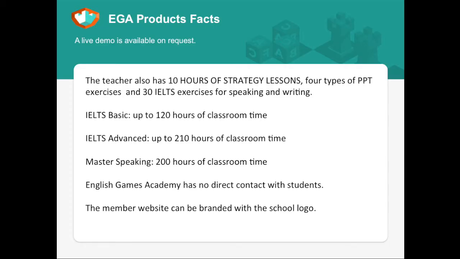So that is a look at 15 of our 37 unit activities. Teacher training is offered to licensing schools or language centers. Here are some more facts.